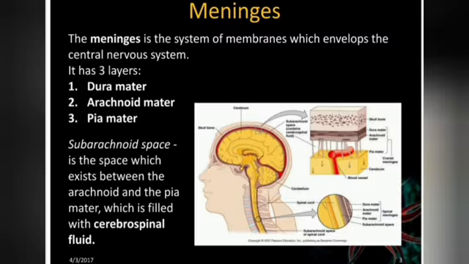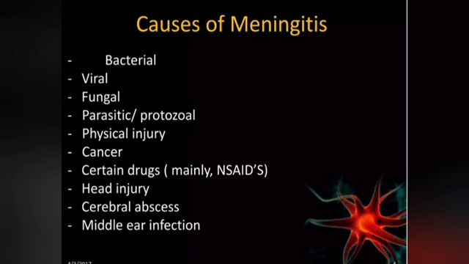Next is the causes of meningitis. Here the causes are bacterial infection, viral, fungal, parasitic, physical injury, cancer, certain drugs, head injury, cerebral abscess, and medullary infections that may cause meningitis.